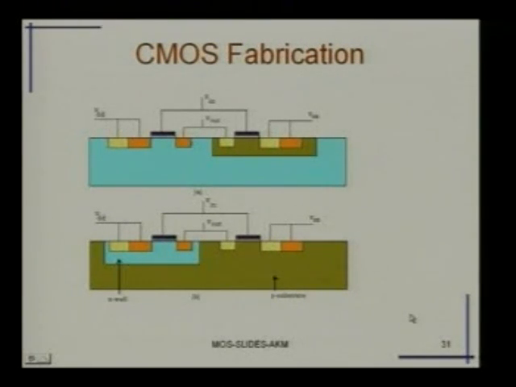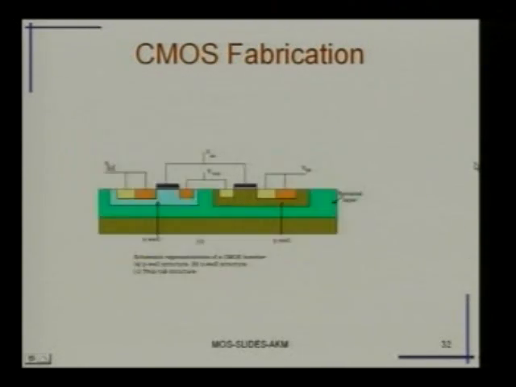Fabrication, I think I will skip. The only thing you can see, this one is NMOS, another is PMOS. So, what we do, we lay them side by side. So, the two drains are connected together, two gates are connected together, and this one goes to V DD, this goes to the PMOS side, and this is the NMOS side.